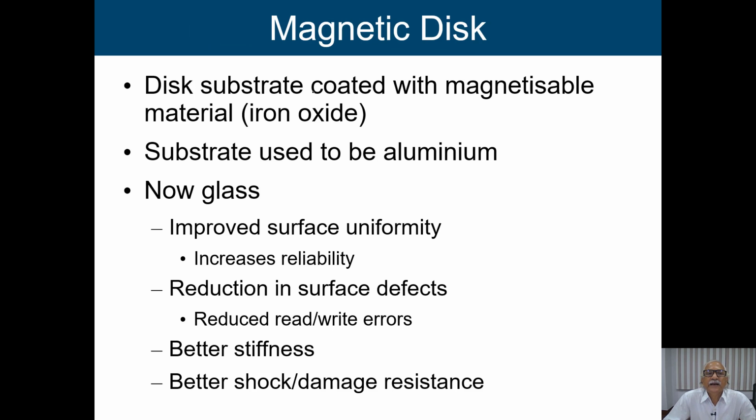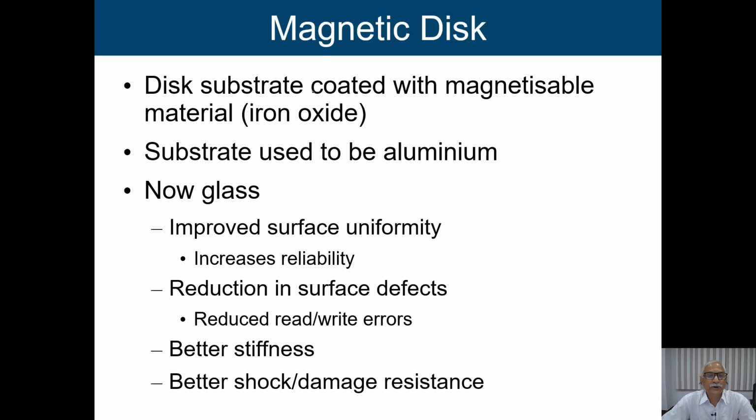Basically, in the case of magnetic disks, the disk substrate is coated with magnetizable material, maybe iron oxide. That means with the help of the magnetic property, we are going to store our information. So it is coated with magnetizable material. The substrate used to be aluminum, but now it may be glass.